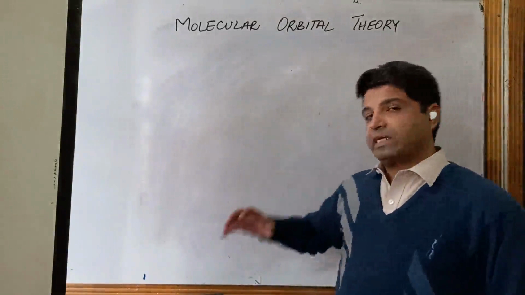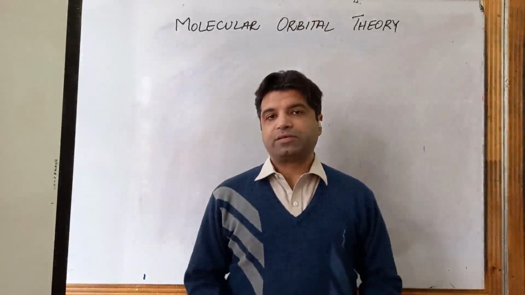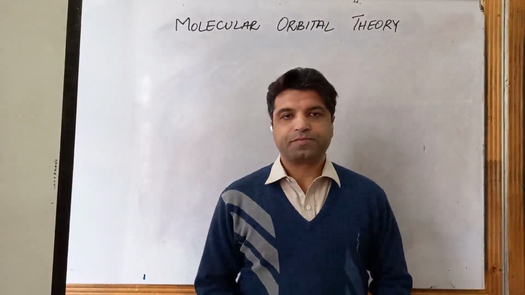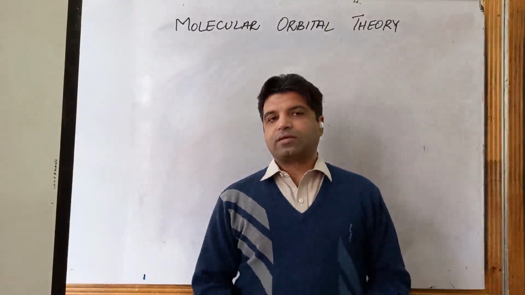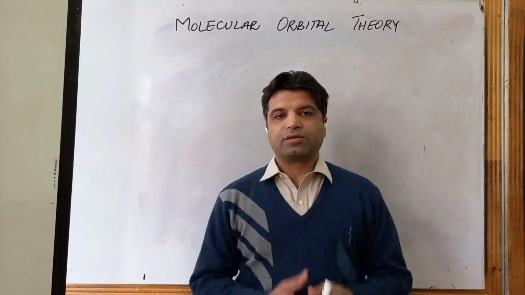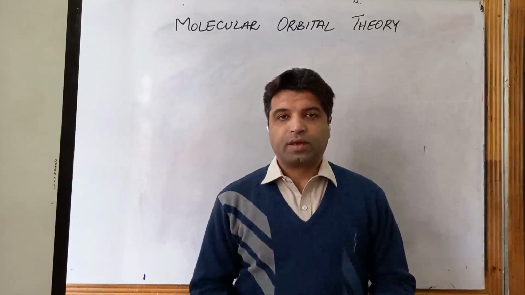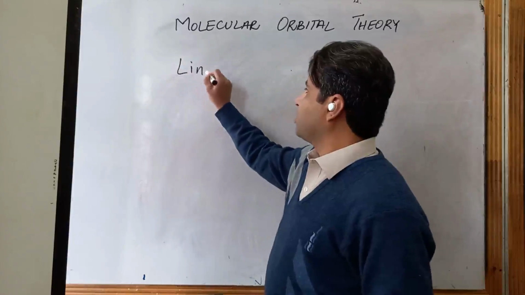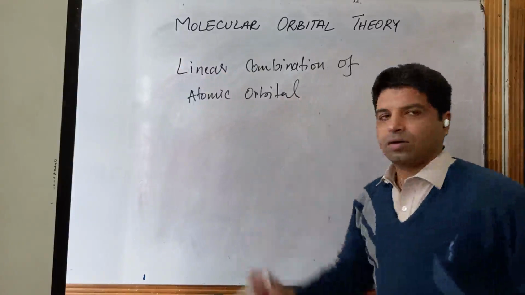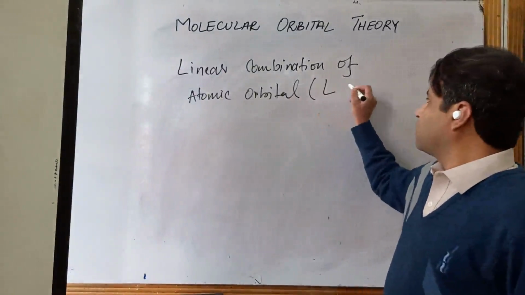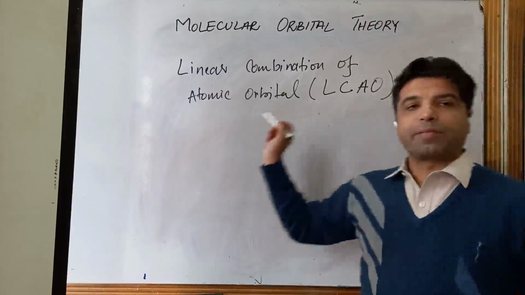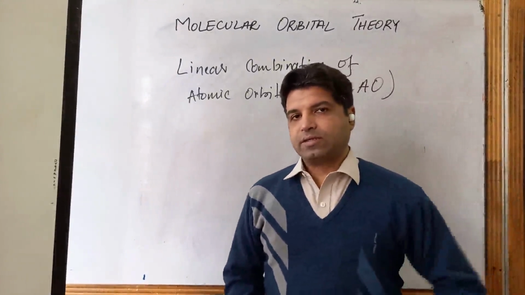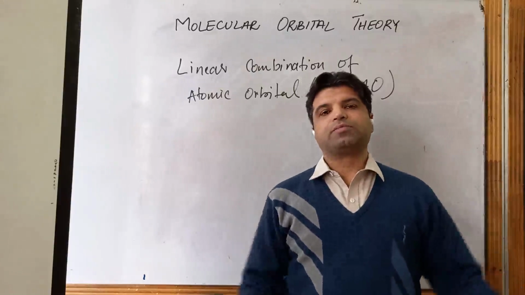So as the name indicates, this theory explains the bonding situation in different elements with the help of the molecular orbitals. And it basically states that the atomic orbitals combine together to form molecular orbitals. And we call this approximation the linear combination of atomic orbitals, or, in short, the LCAO approximation.